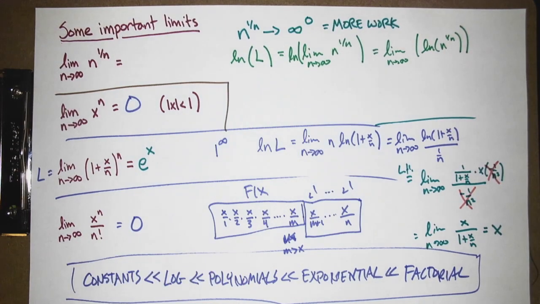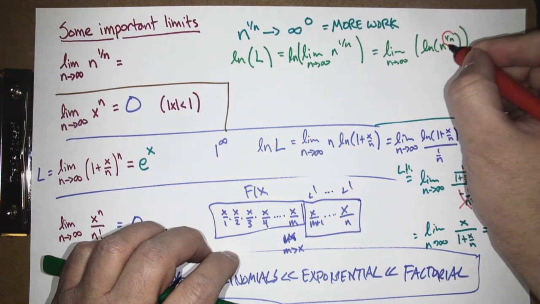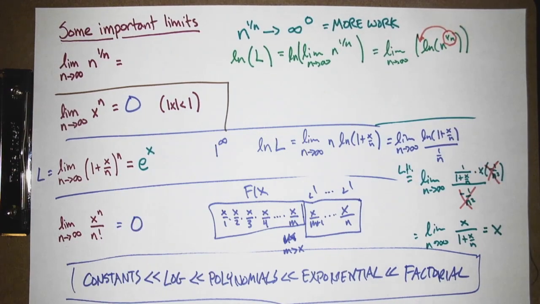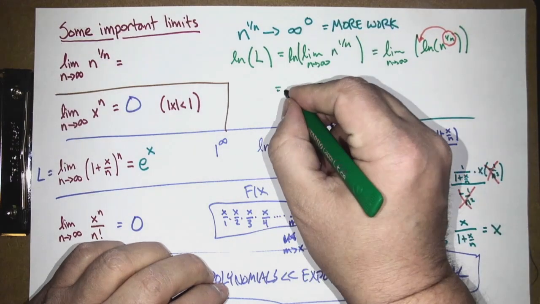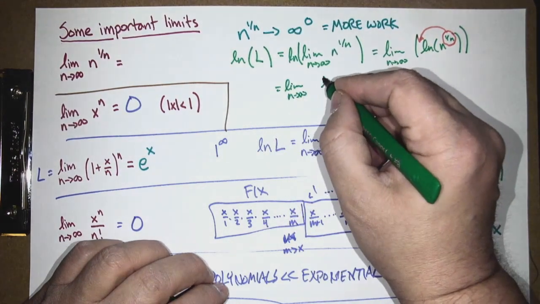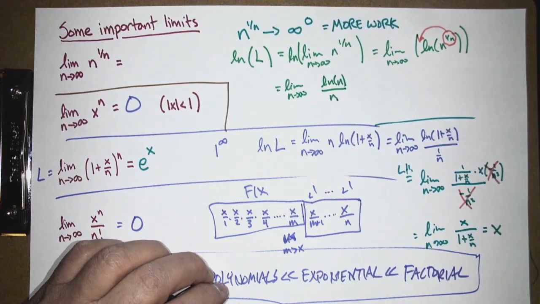And why did we do all that? Well, what's a nice property about logs? The powers come down. Yes. Okay, so this becomes our limit as n goes to infinity of log of n, and then times 1 over n, which really means divide by n.